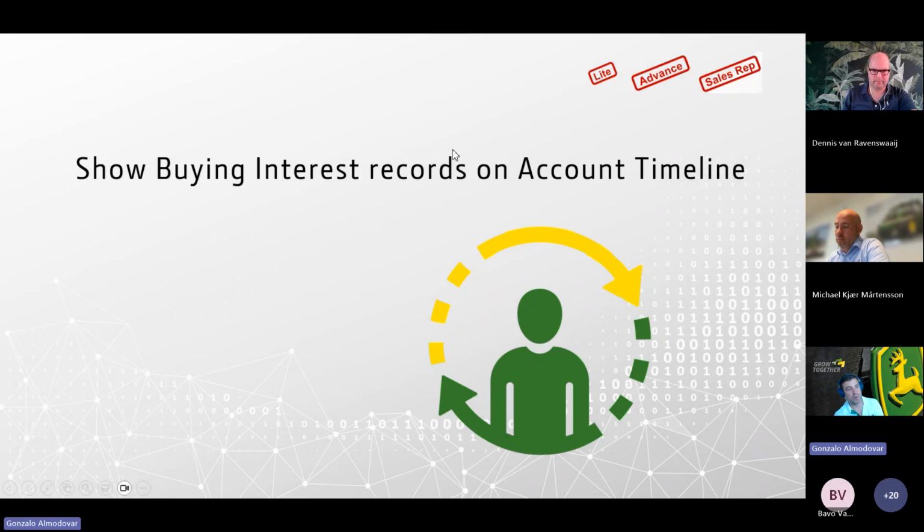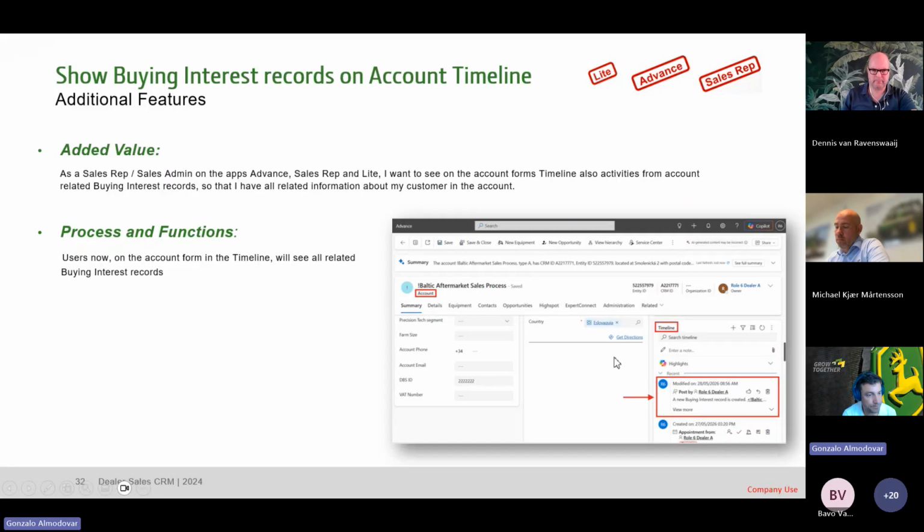Show buying interest reports on account timeline. Good. Anytime I am in the prospect area, generating a buying interest for any person, this will be reflected in the timeline of this account. Or if I qualify as no interest or generate a new opportunity, everything is going to be reported here in the timeline of the account.